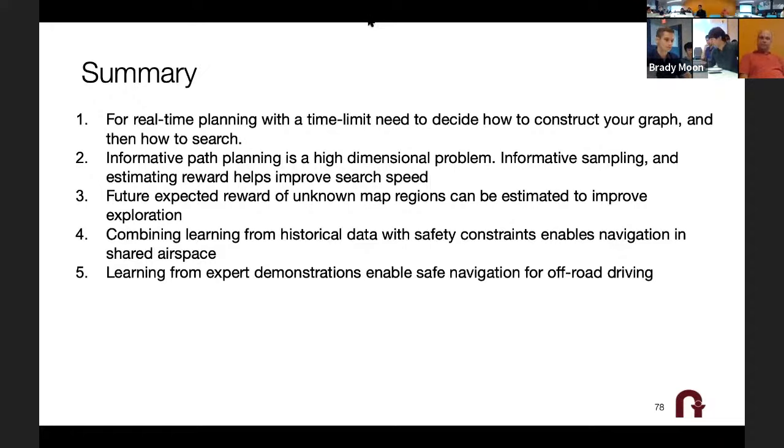Yes, we have one question from Zoom saying, could you elaborate on the regret metric for informed planning?